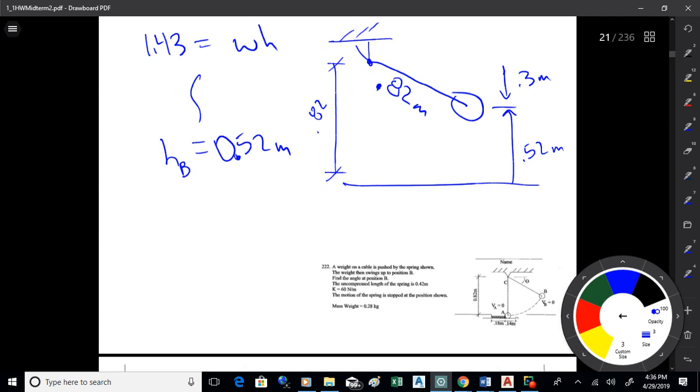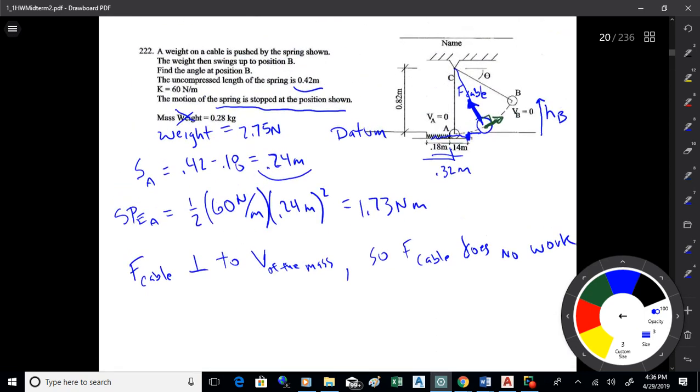The 1.43. Well, there's still a bit of spring energy in there because the spring gets stopped. The spring doesn't get to expand out to its total length that it wants to go to. It wants to go to 0.42, but it's not able to do that because there's a stopper there in the way. So there's a bit of spring energy. You have to take that away from the total to get the potential.